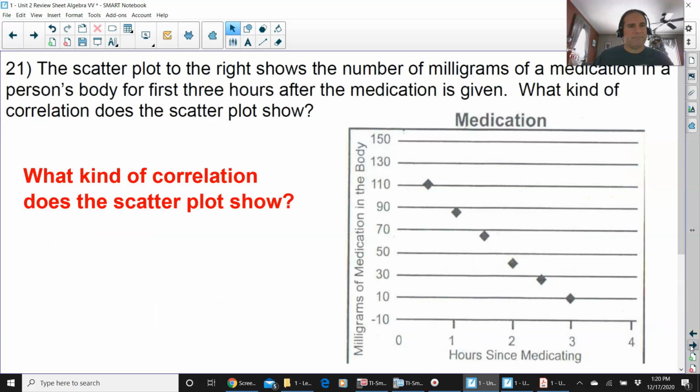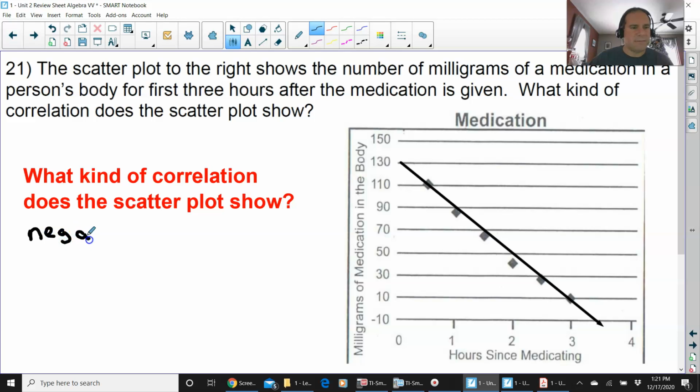All right, number 21. The scatter plot to the right shows the number of milligrams of a medication in a person's body for the first 3 hours after the medication is given. What kind of correlation does the scatter plot show? So, first thing that I always do is draw my trend line. So there's my trend line, and I am going to say that is a negative linear strong correlation.